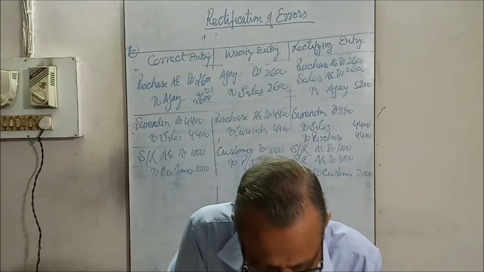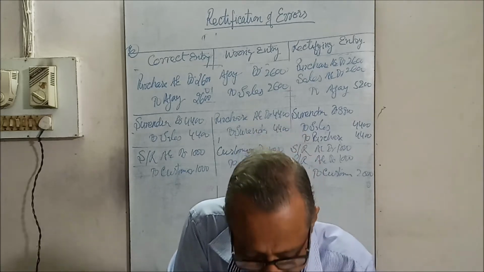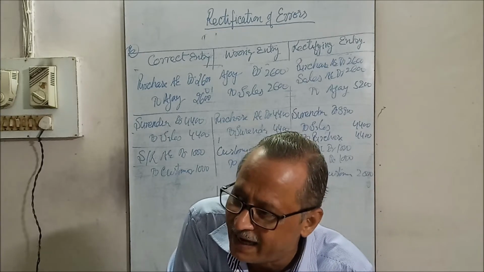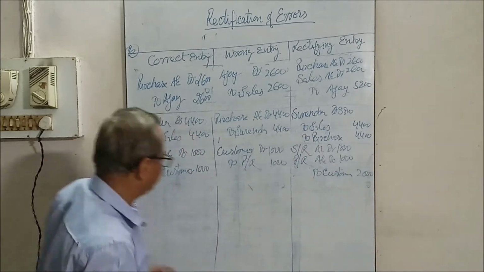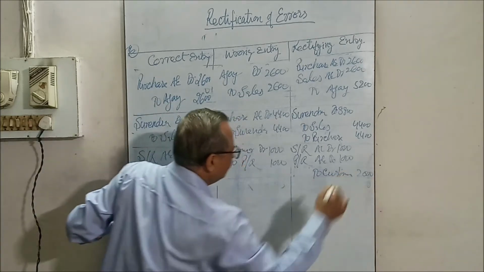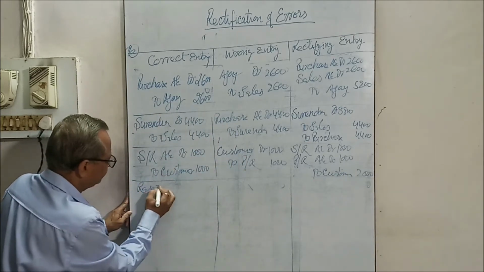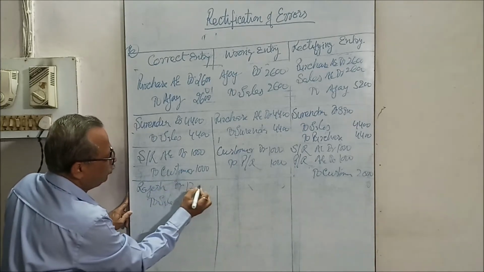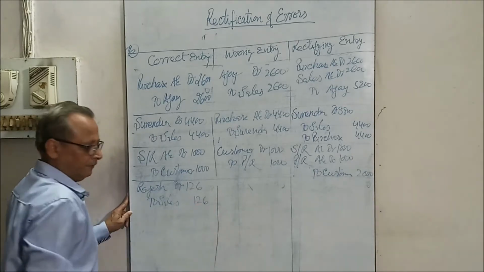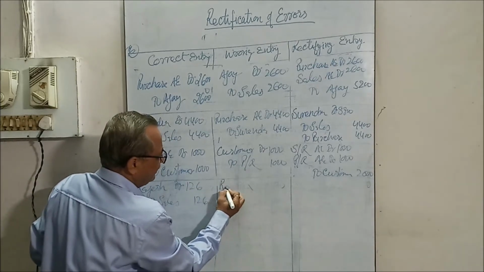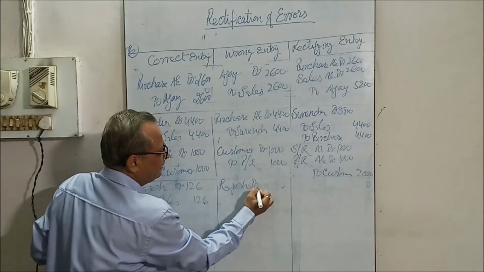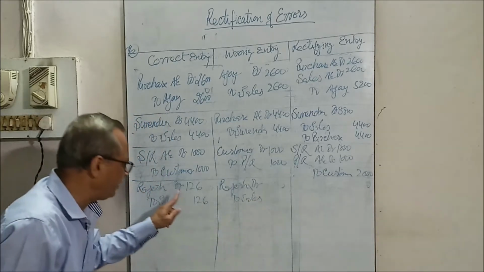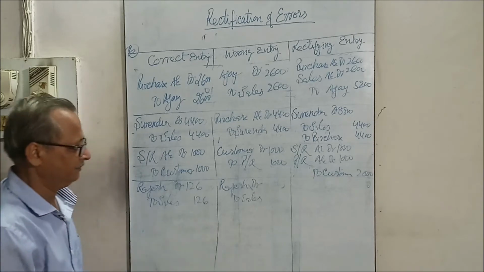Now the fourth is a credit sale of rupees 126 to Rajesh, which was entered in the books as 162. Credit sales: Rajesh debit to sales 126, but recorded as Rajesh debit with the wrong amount. The correct entry is passed but the amount is wrong. This is called an arithmetical error.